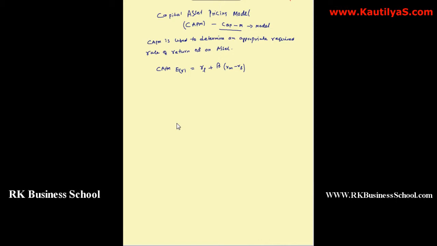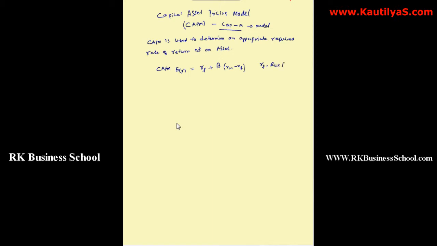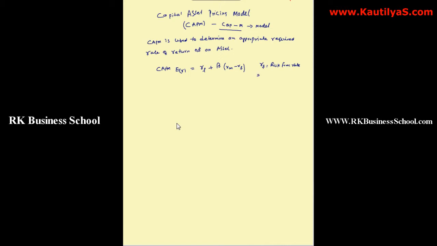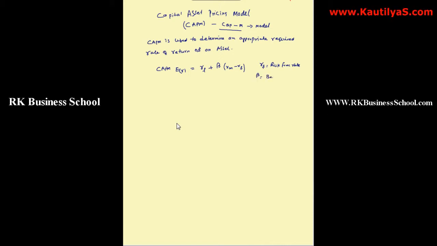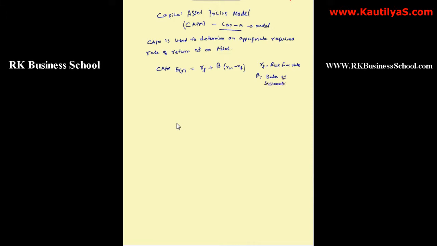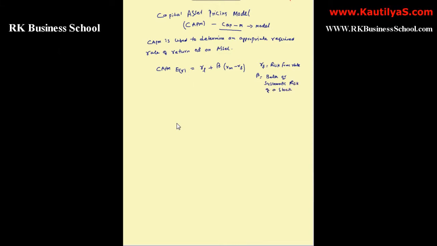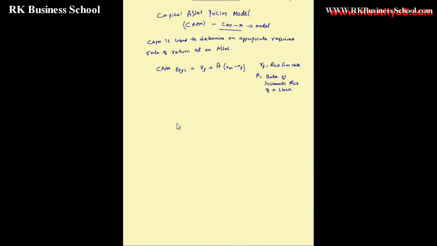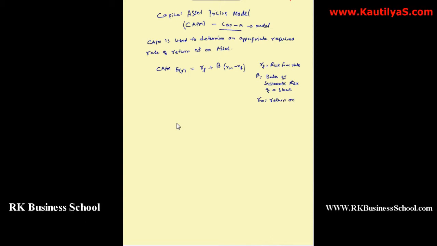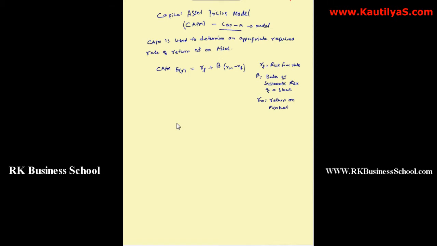So here RF is the risk-free rate, and beta is the systematic risk of a stock or an asset. Then RM is return on market.